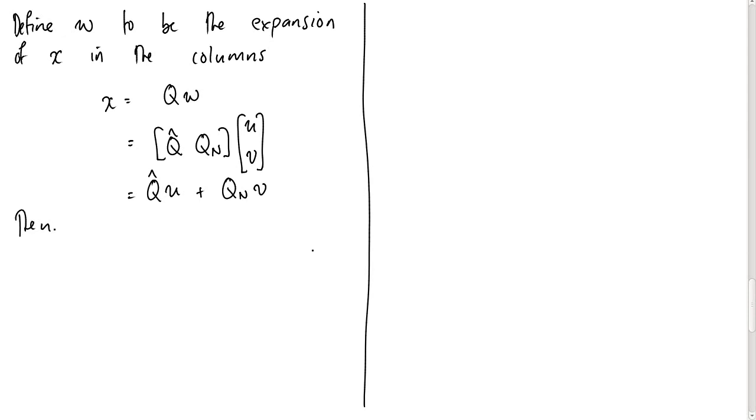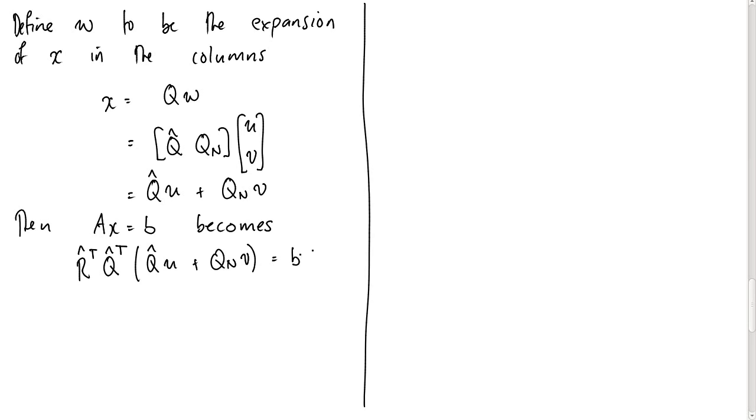Then Ax equals b, which is what we're solving, remember, becomes R hat transpose Q hat transpose, that's A, times x, which is equal to Q hat u plus Qn v, and that's all equal to b. Let's just be a bit careful about this. Expanding this out a bit, we get R hat transpose Q hat transpose Q hat u plus R hat transpose Q hat transpose Qn v equals b.